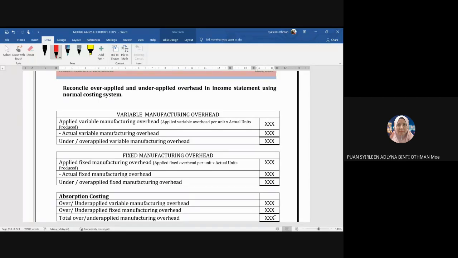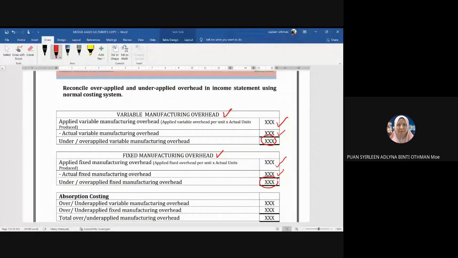So bila kita nak buat adjustment, kita akan adjust ikut variable and ikut fixed. Okay, so you have your applied variable manufacturing overhead. Kita akan tolak dengan actual. So kita akan dapat under applied atau over applied variable MOH. Kalau untuk fixed pula sama juga. Kita akan ambil applied fixed MOH minus actual fixed MOH, you akan dapat over applied atau under applied. Okay? Alright. Sebab nilai yang you adjust ni nanti, kita akan combine.